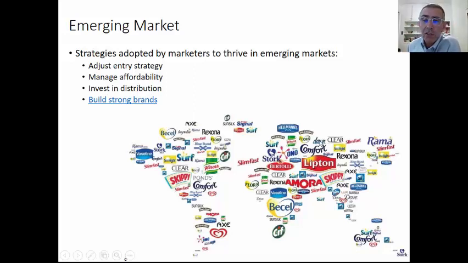It's a British company. It's a multinational corporation. And of course, in this case, Unilever has a greater footprint outside of England than it does in England, right? So it's had a really sound strategy to go outside of the country. And some of these brands, by the way, don't exist in the US and don't exist in the UK, but they've created them for their domestic markets, right? So these are strategies adopted by their marketers to adjust entry strategy, manage affordability, invest in distribution, and build strong brands. So that's what that example was.